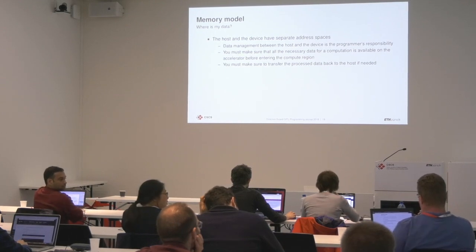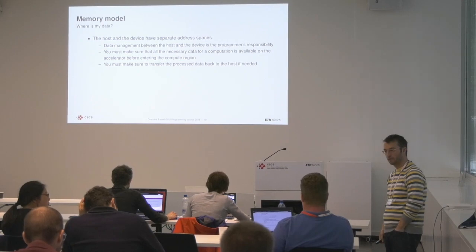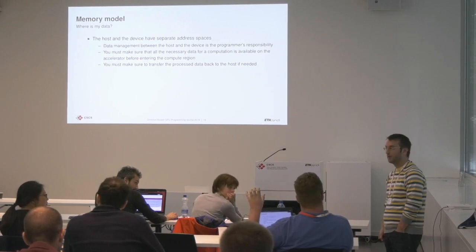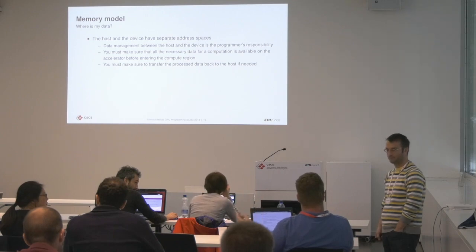Just a short question about the reduction, because usually when I've done the reduction with CUDA, it makes only sense to do it up to a certain array size. Is OpenACC smart enough to extract the array and do the rest on the CPU?